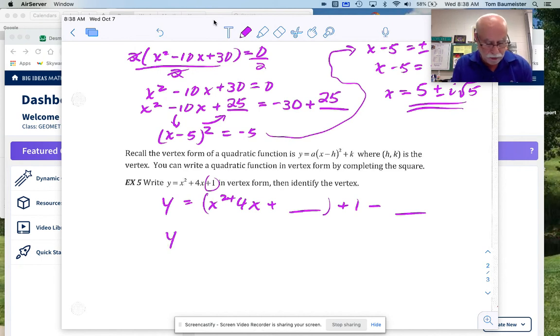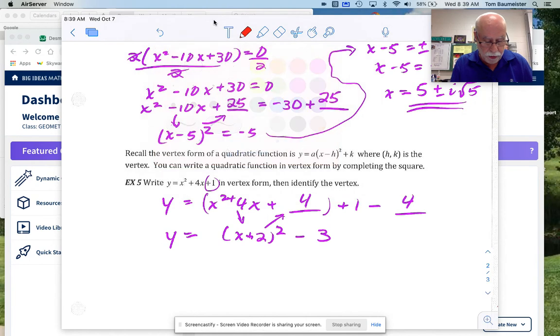What I have in the parentheses there, I'm going to have the 2. It's plus 2. I'll have x plus 2 squared. And then I square it. I'll put it there. 2 squared is 4. And I'll put the 4 here. So I'll have x plus 2 squared minus 3.